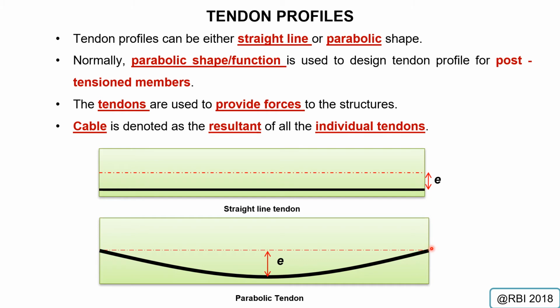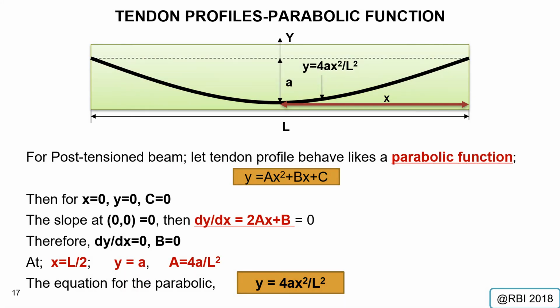At both ends of the beam, you will see that the eccentricity is 0, and then at the midspan you will see the maximum eccentricity value. The tendon profile is a parabolic function, whereby the profile of the tendon is curved, or parabolic. Okay, so the function that you use is the parabolic function, which is y equals ax squared plus bx plus c.